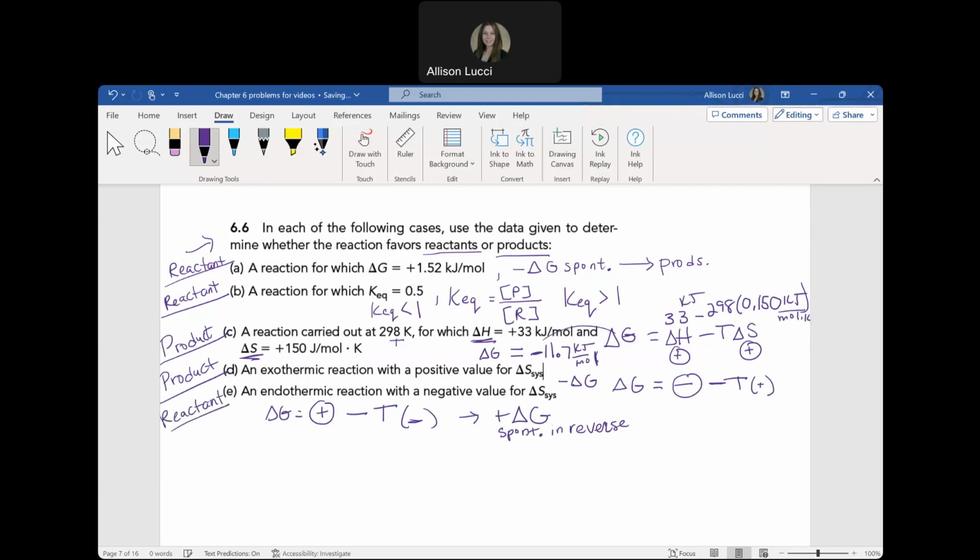So we have a few different cases here, and we discussed different reasons for why these reactions would either be reactant favored or product favored, given the information here. So we'll look at problem 6.7 next time.